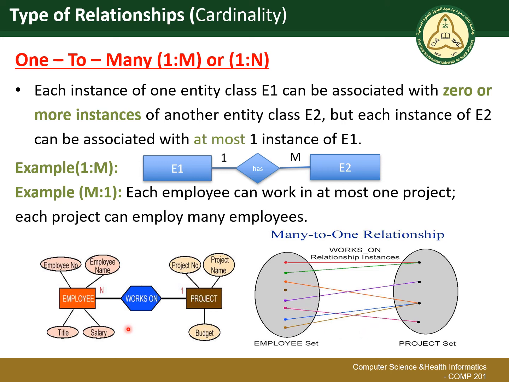Okay, so the relationship here, the employee will be working on one project at most, so 1 or 0, and the project will employ many employees. So the n near the employee and the 1 near the project.